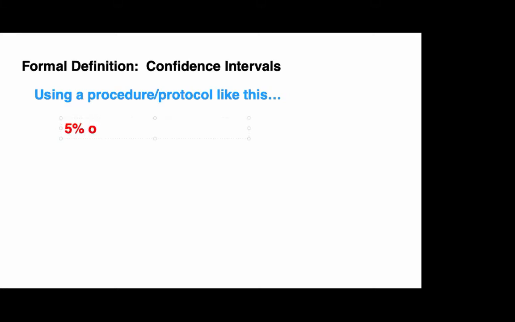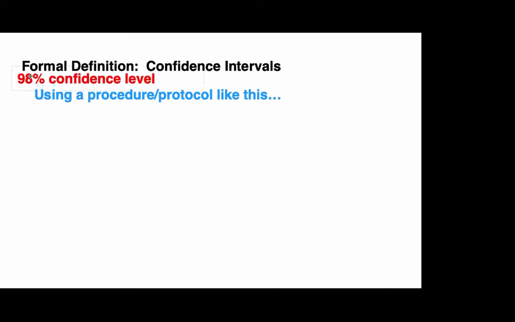Oh, sorry. I need to give a confidence. I forgot to give the confidence. So using a procedure or protocol like this, I need to give the confidence level first. So let's do that. Our confidence. Let's say we want to do something with 98% confidence. This is what we call our confidence level. So we want to be 98% confident.